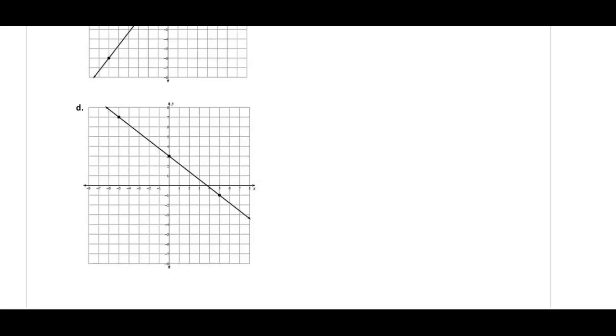Letter D. Am I going uphill or downhill? I'm going downhill. So right away, I know my slope is going to be negative. So I pick 2 nice points. I'm just going to start with this one, and I'll use this one. Doesn't matter. For this, I'm going to go down 1, 2, 3, 4, 5, 6, 7, 8. So I went down 8 and then right 1, 2, 3, 4, 5, 6, 7, 8, 9, 10. So negative 8 over 10.